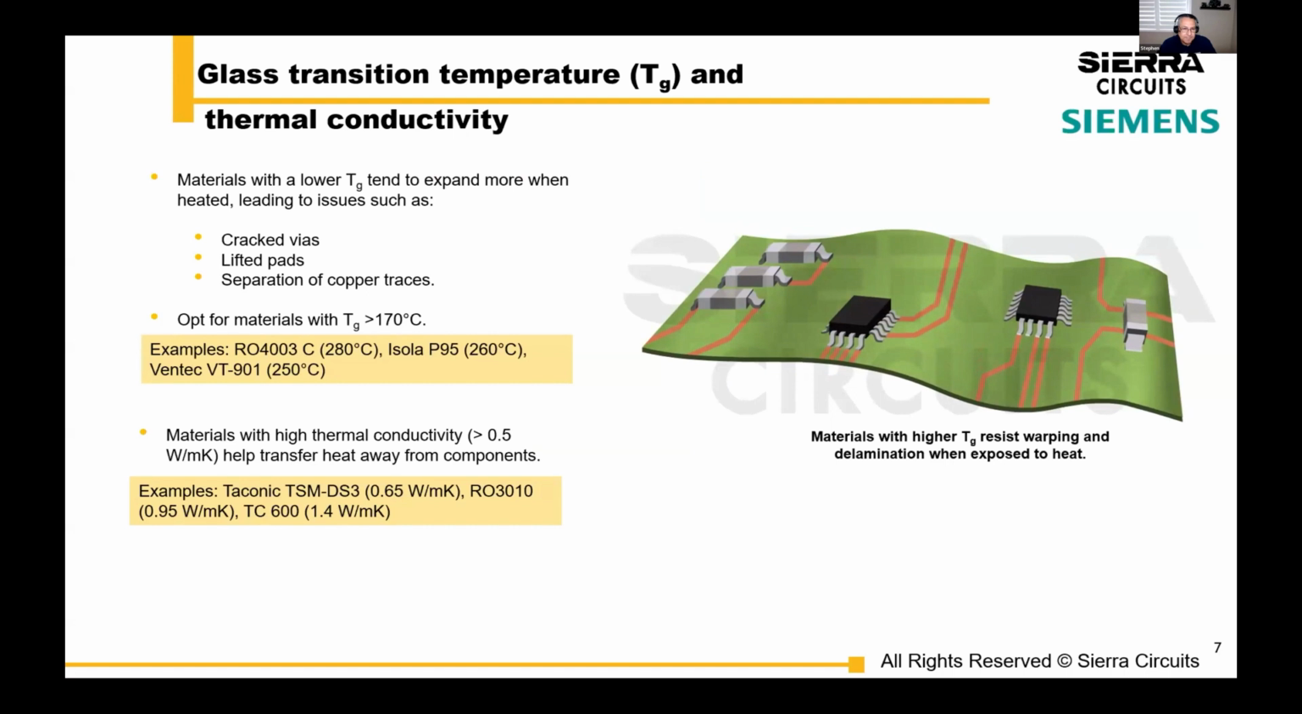Okay, and the other one is Tg, or glass transition temperature. We're getting lots of designs which have 3, 4, 5 lamination cycles. You have to be aware of the Tg, because it can result in all these kinds of issues of cracked vias and lifted pads, delamination, all these things can happen. So these are some guidelines for choosing the right Tg in your material as well.